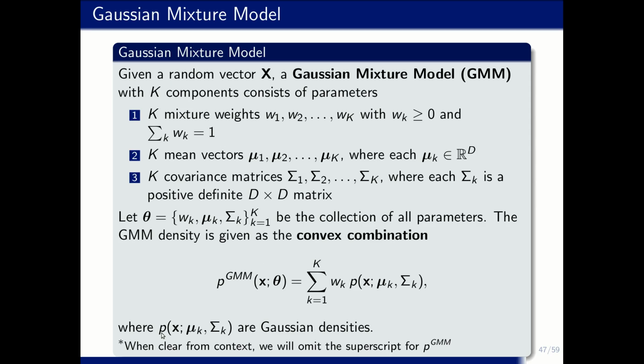So again, here this p(x | mu_k, sigma_k), these guys here are Gaussian densities. And we just take a convex combination, so a linear superposition of these densities. And this is a so-called Gaussian mixture model.